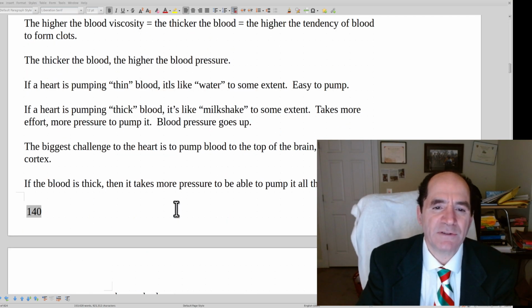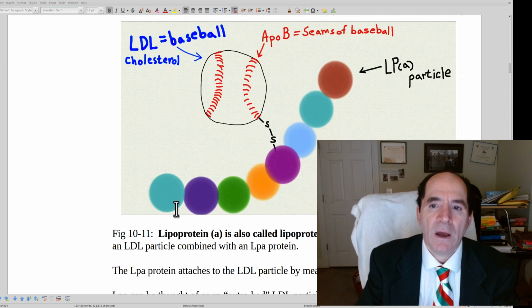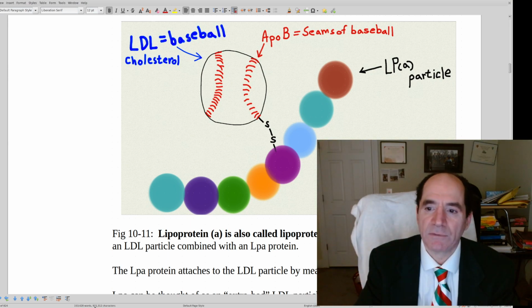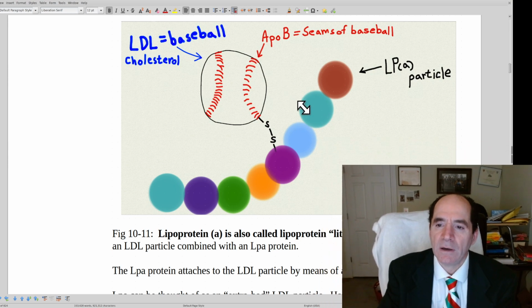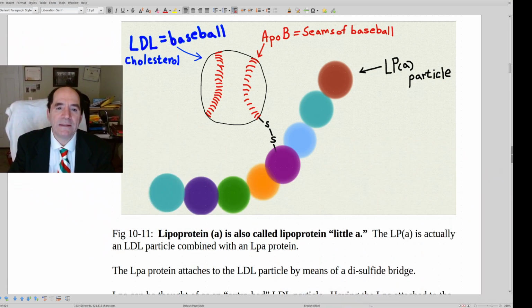And Ancel Keys showed this back in the 1950s, okay, that cholesterol was a major risk factor for atherosclerosis. Okay, now I'm going to talk about something that's a little bit of a hot topic recently, and this is something called LP little a.